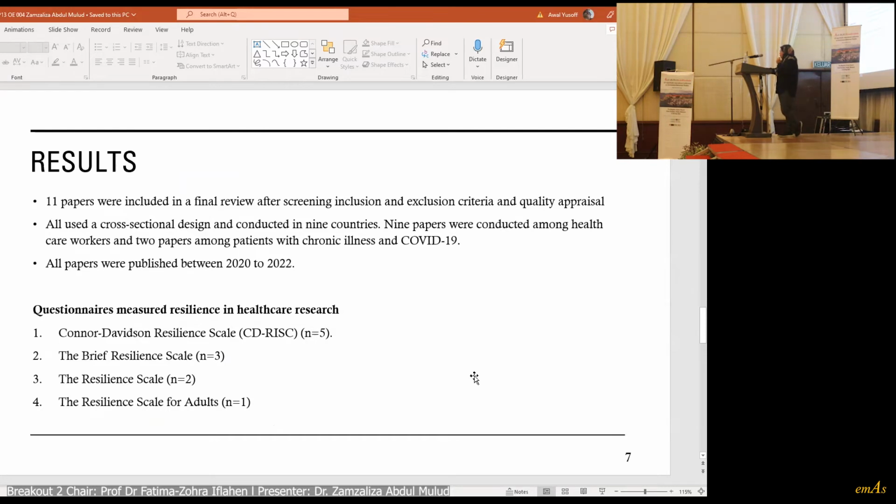All the papers are cross-sectional design and conducted in 9 countries. 9 papers were conducted among healthcare workers and 2 papers among patients with chronic illness and COVID-19. And then all papers were published within 3 years' time. Okay, so from these 11 papers, 4 types of questionnaires have been used.